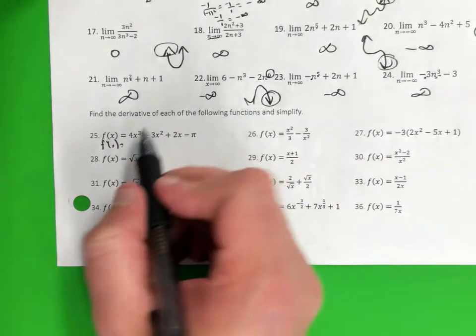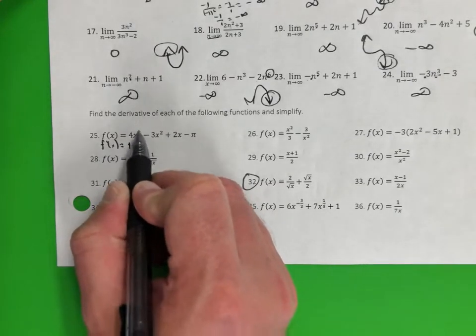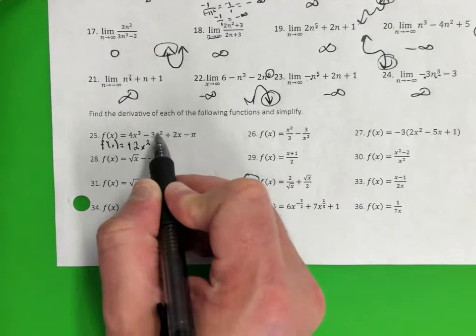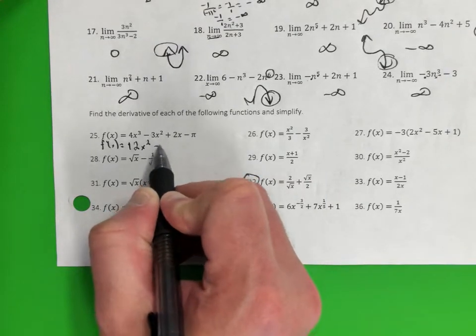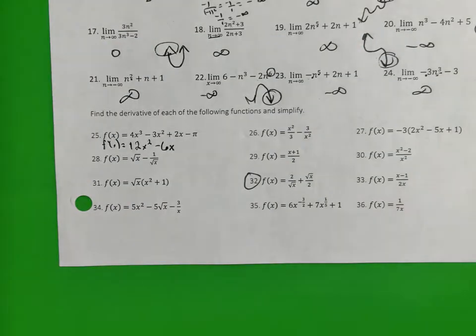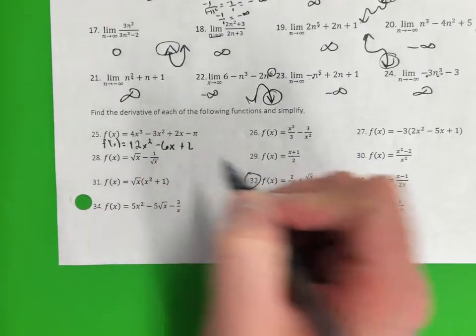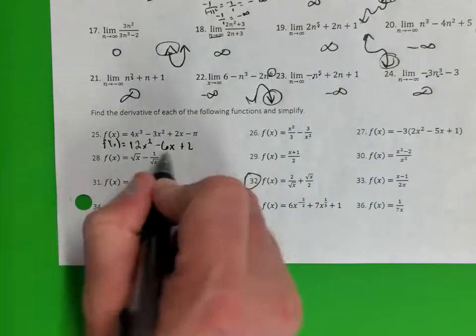Okay. 3 times 4 is 12. 3 minus 1 is 2. 2 times negative 3 is negative 6 x. First of all, there was no need to rewrite because I didn't have any radicals or negative exponents, okay? 1 times 2 is 2. 1 minus 1 is 0. And then pi is just a constant. So there's your derivative.